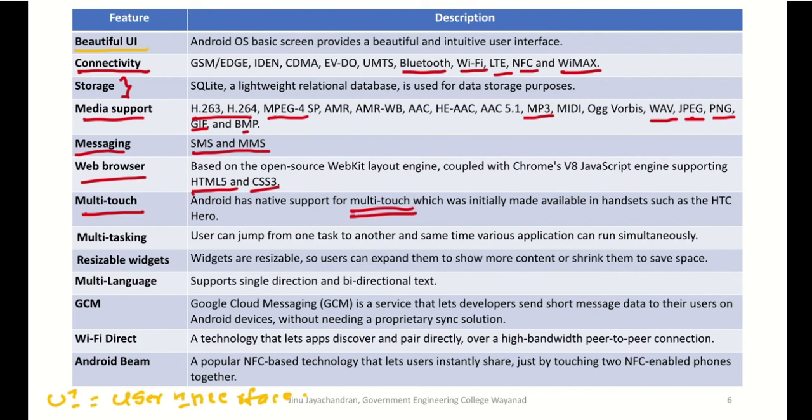It started with the HTC Hero mobile, and it also supports multitasking. Multitasking means you can open Facebook, then before closing Facebook you can also open WhatsApp. Facebook will go to the background, WhatsApp will come to the foreground, but Facebook will still be running in the background. So you can have any number of tasks running in the background, and you can just swipe back to Facebook and WhatsApp using a single touch. Those are multitasking tasks.